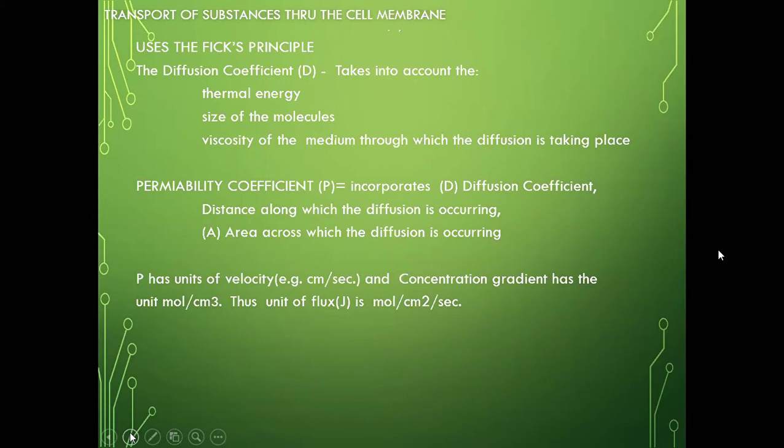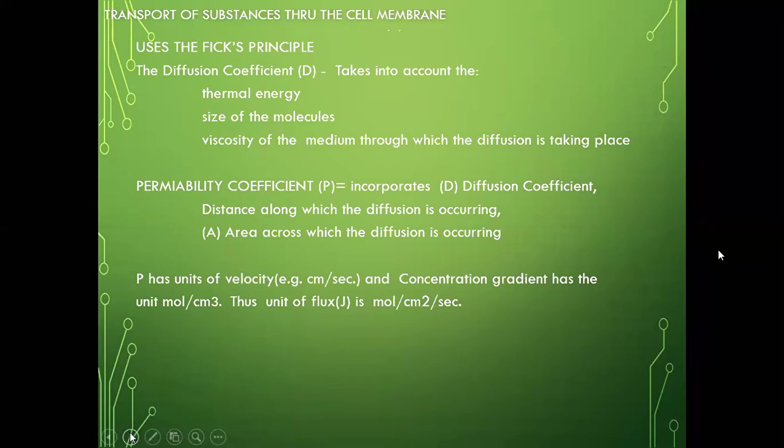How about the viscosity? If more viscous, lesser. Okay. Just like if it is more gelatinous and the other one is more fluid, then you will have lesser diffusion if it is more viscous.